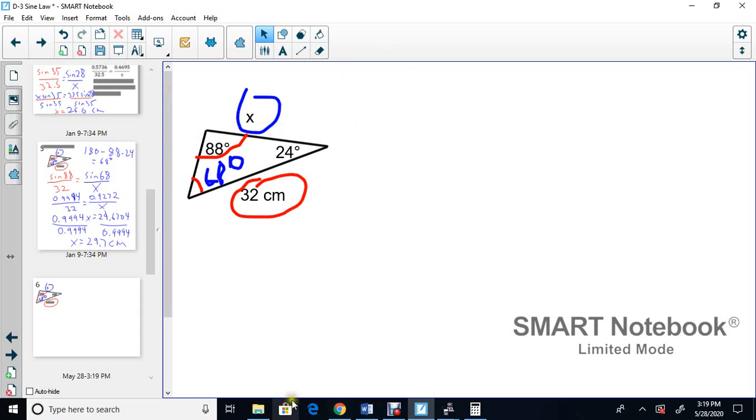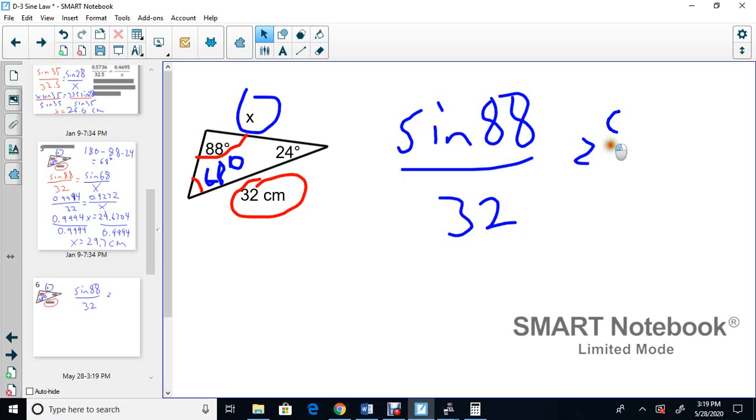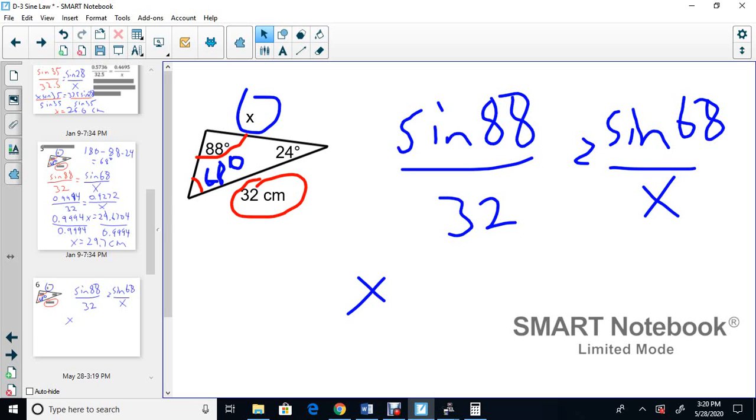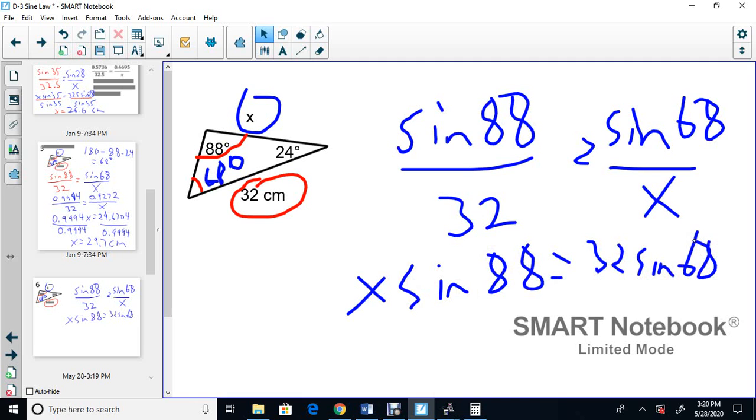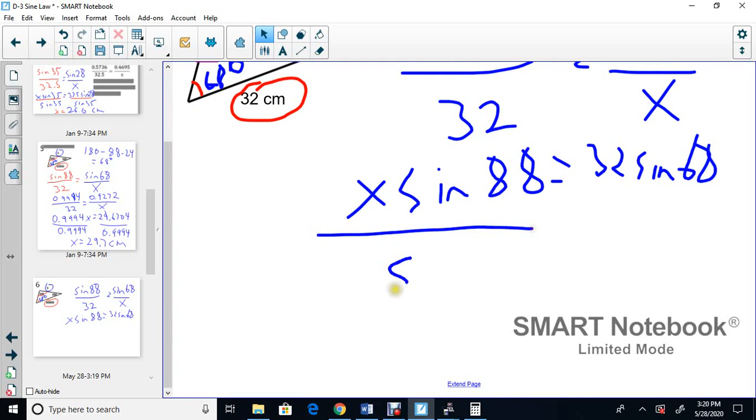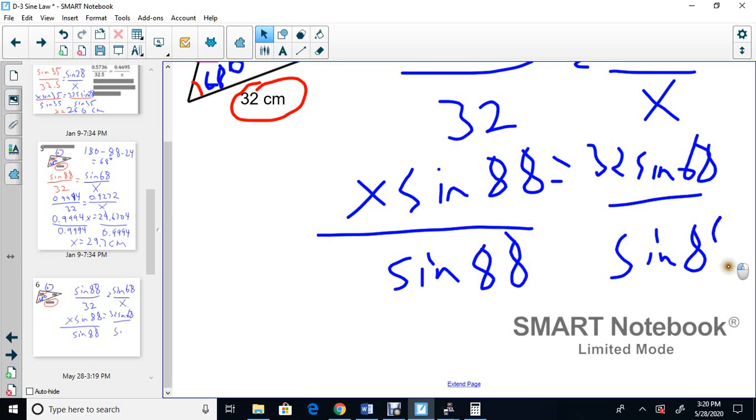I'll leave all this. I'll leave the 180. I do prefer going sine of 88 over 32 equals sine of 68 over x and cross multiplying with these values. So I do prefer this. Sine of 88 times x equals 32 sine of 68. And then this is my preferred method: divide by sine of 88, then go to the calculator, and use that big calculator and type all that in.